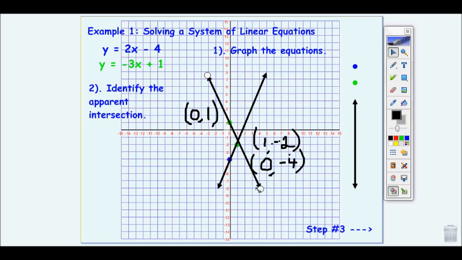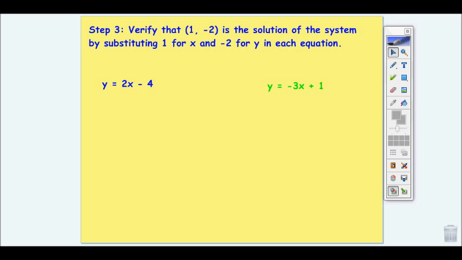And you can see that when we have a system, we have an intersecting point, and that intersecting point happens to be at 1, negative 2. Now, we think that 1, negative 2 is the solution of the system, but just to make sure, we're going to check that algebraically, the way we've done before. We are going to substitute this in. 1 would be my x.